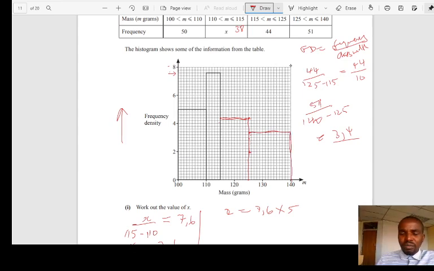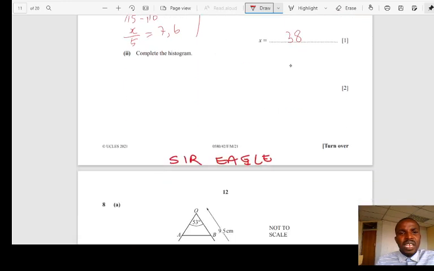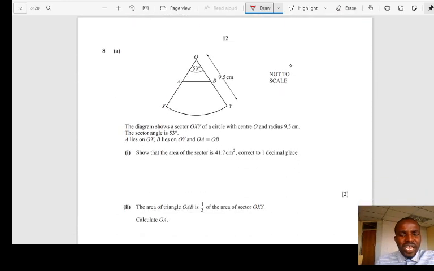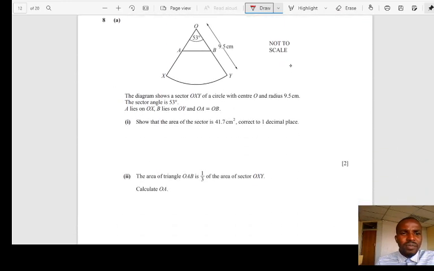So that will be your histogram completed. Next, question number 8, 8a. The diagram shows a sector OXY of a circle with center O and radius 9.5. The sector angle is 53 degrees. A lies on OX.